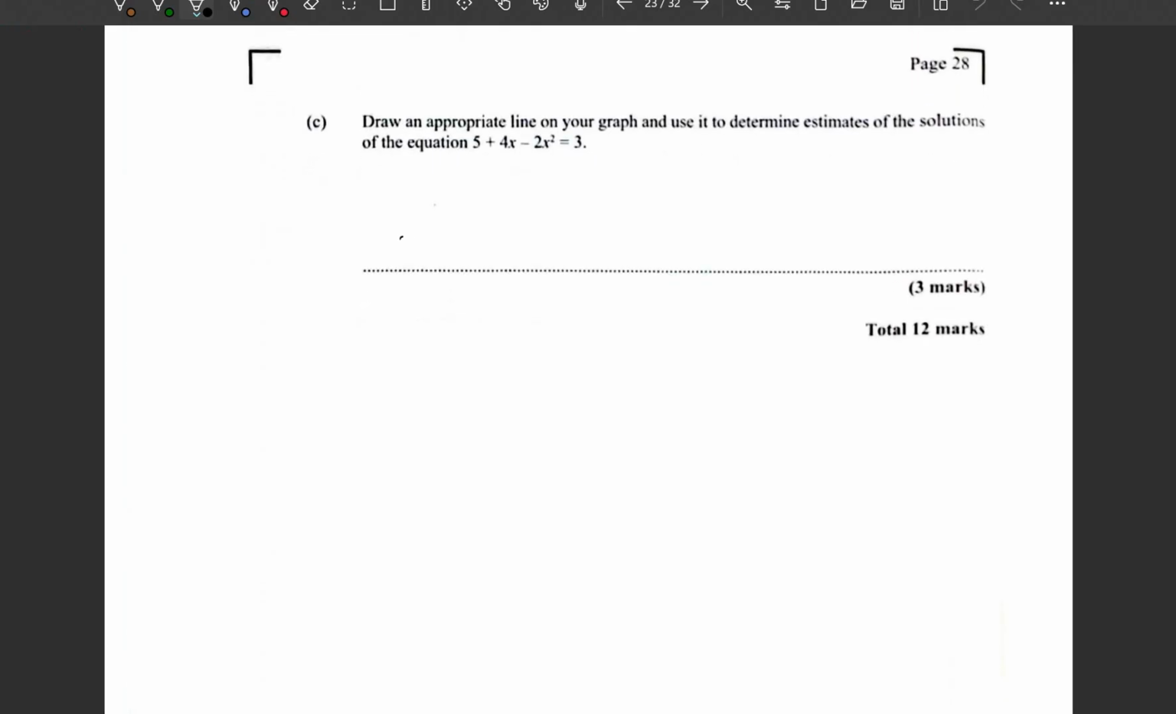Right, so we have x1, x2. The two x values would be minus 0.4 and 2.4.